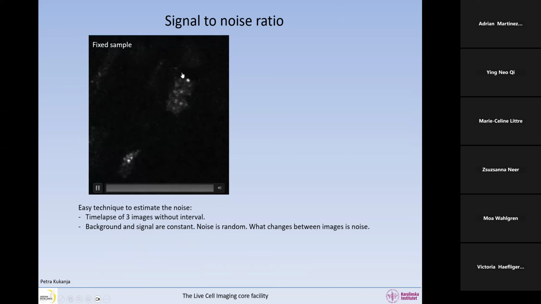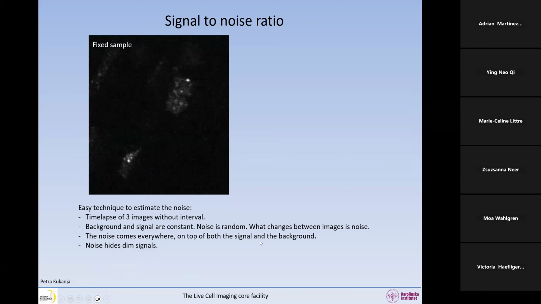So this is what we are doing when we are using this little technique. We are visualizing the noise. The things that change between images is the noise. The stuff that is always the same in the background is going to be background. The things that are always the same in the brighter areas, this is signal. But the noise comes all over the image. So it comes everywhere, and it comes on top of the signal, and it comes on top of the background as well. It comes everywhere randomly from one image to another.